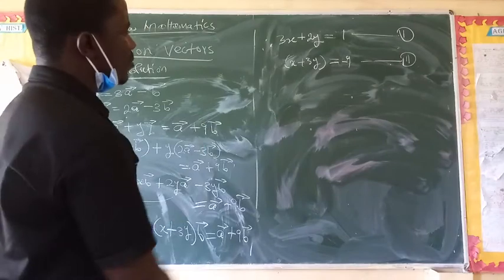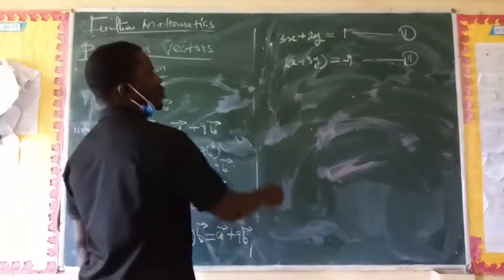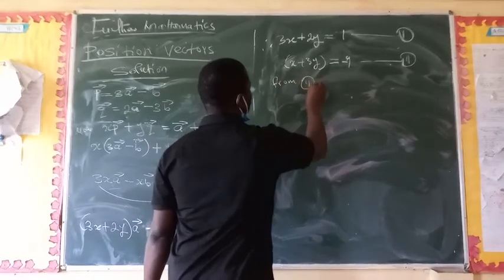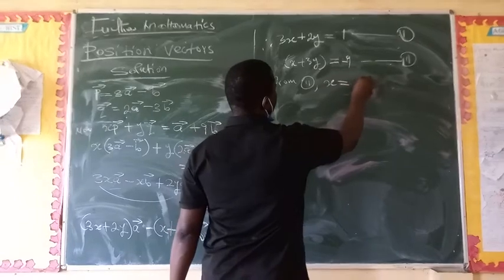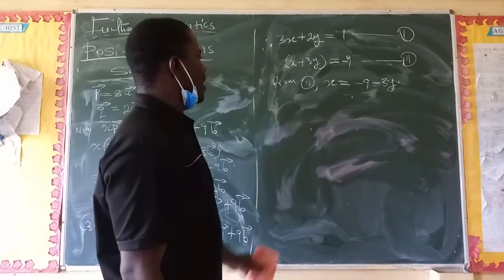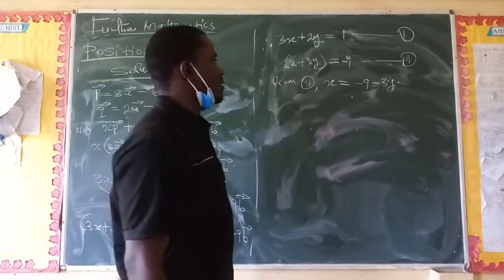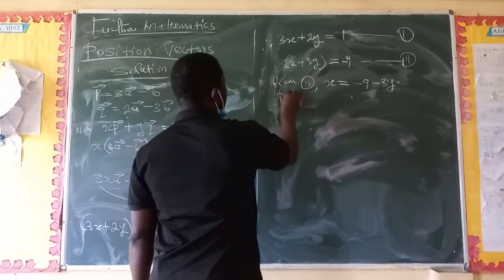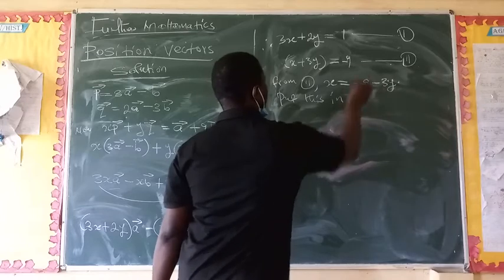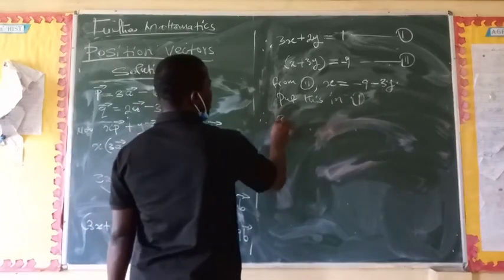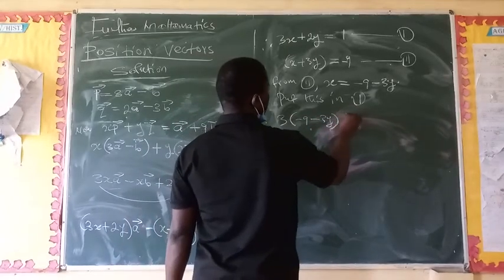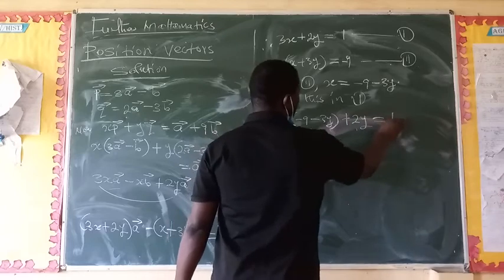I can now solve these two expressions. From 1 or from 2, it's easier to solve from 2, right? From 2, you know, x is going to be equal to minus 9 minus 3y. If you make x the subject of the formula from 2, it's going to be equal to minus 9 minus 3y. Put this in 1. Therefore, 1 becomes 3 bracket minus 9 minus 3y plus 2y is equal to 1, like this.